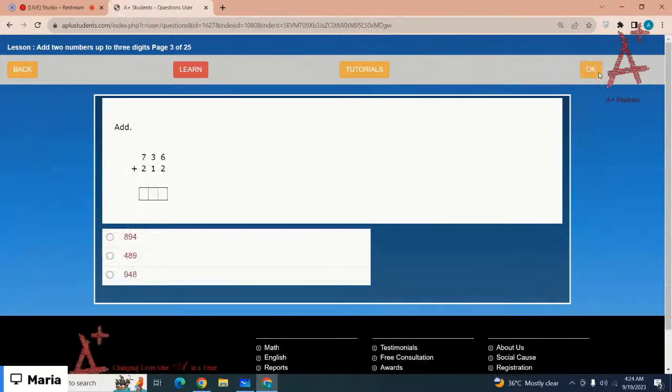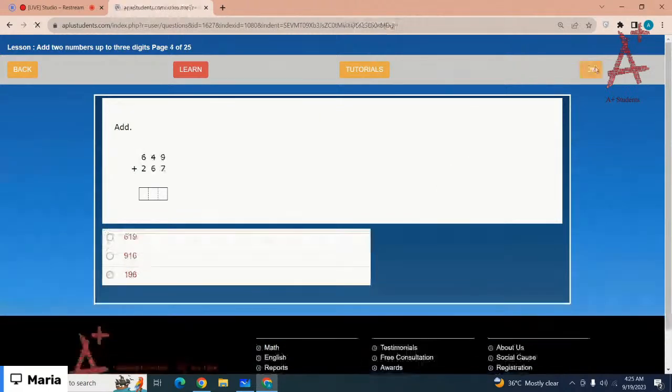Okay, add 736 plus 212 equals, which is the correct option? No, not the first one. Which is the correct option? You have to add, right? The correct option is 6 plus 2 is 8. That would be the last option, 948. When you add, the answer is 948, right?